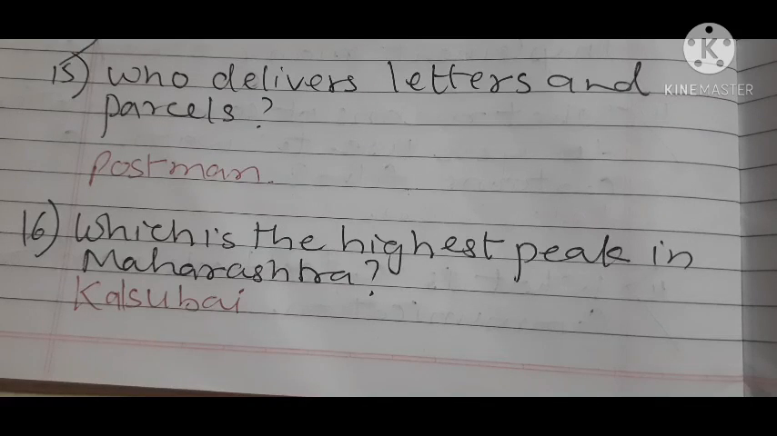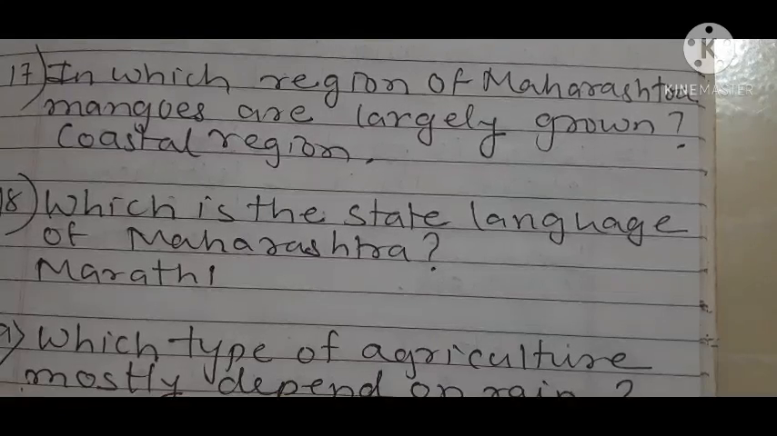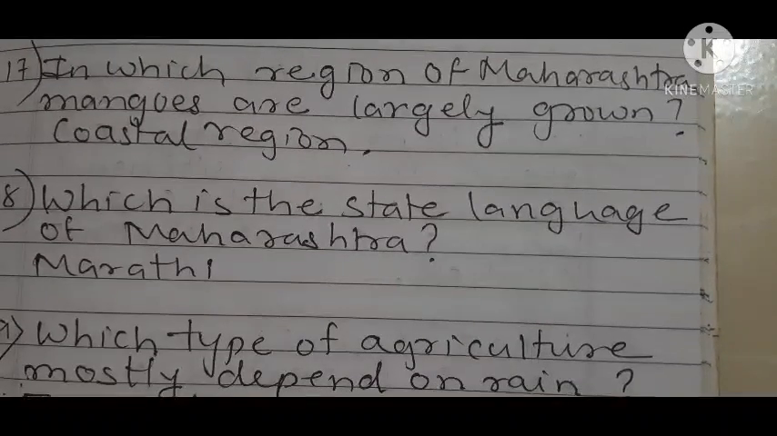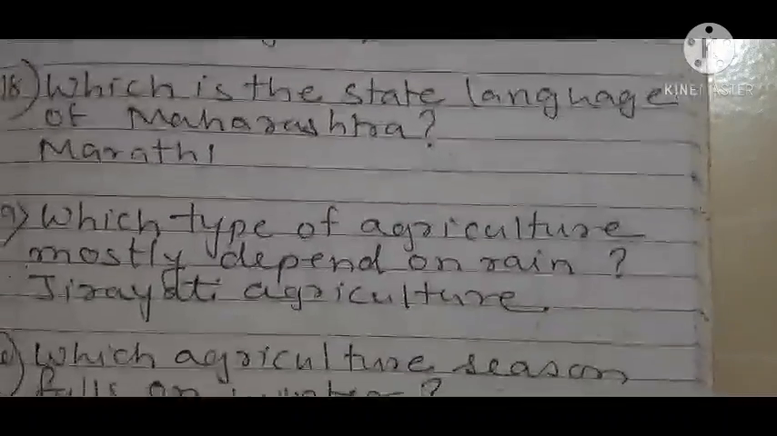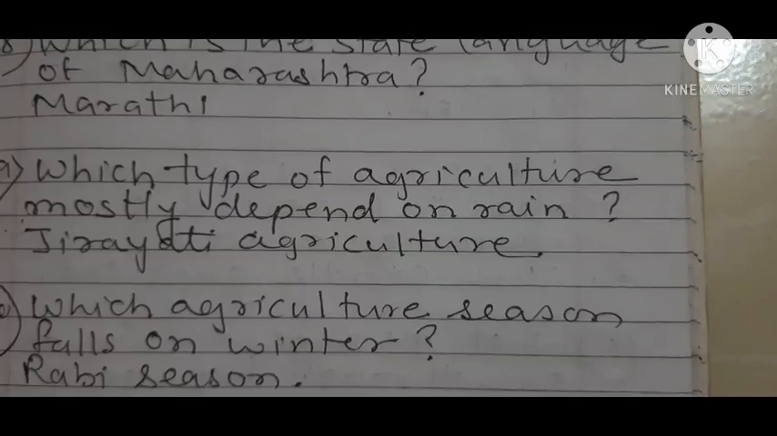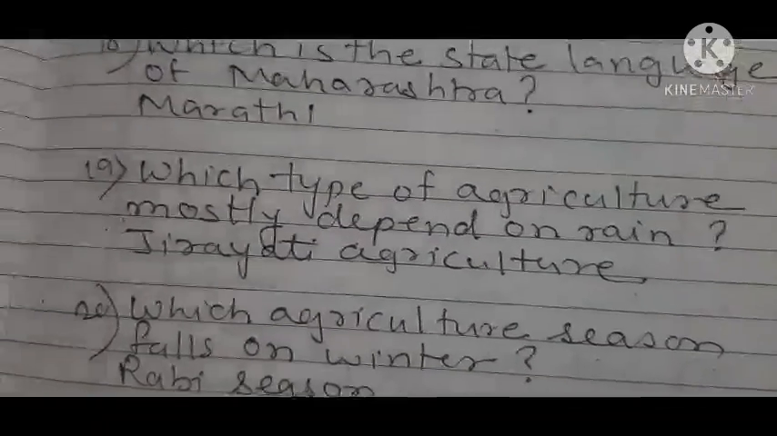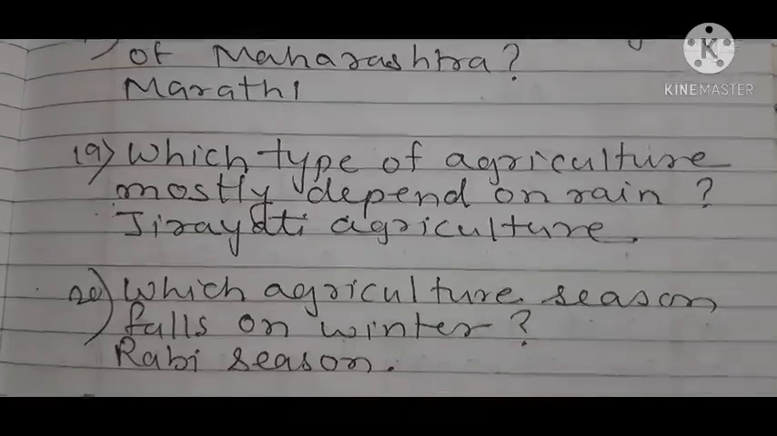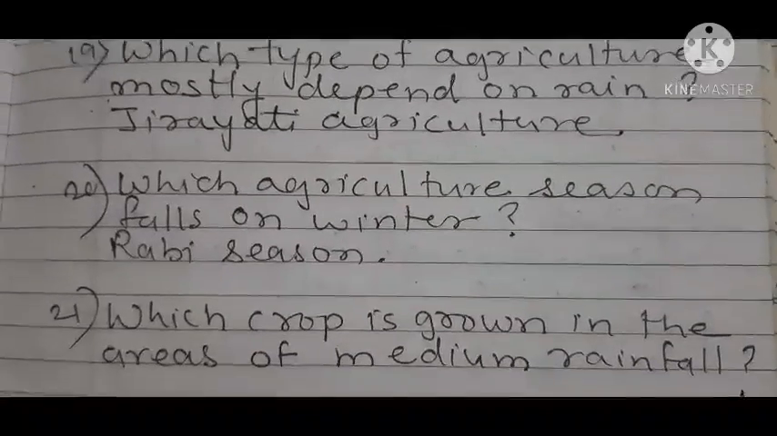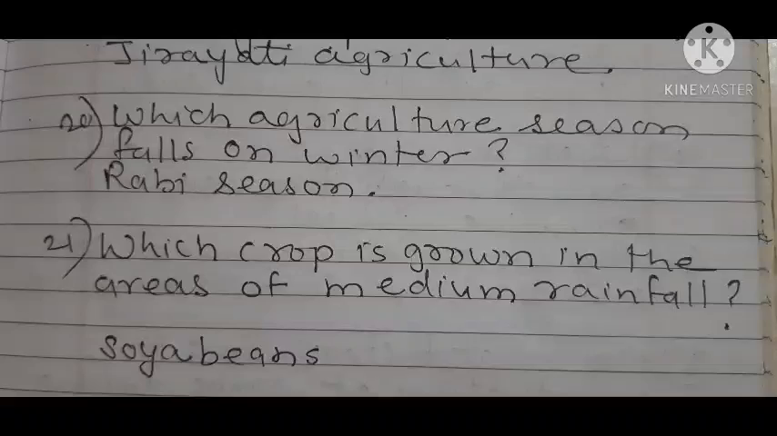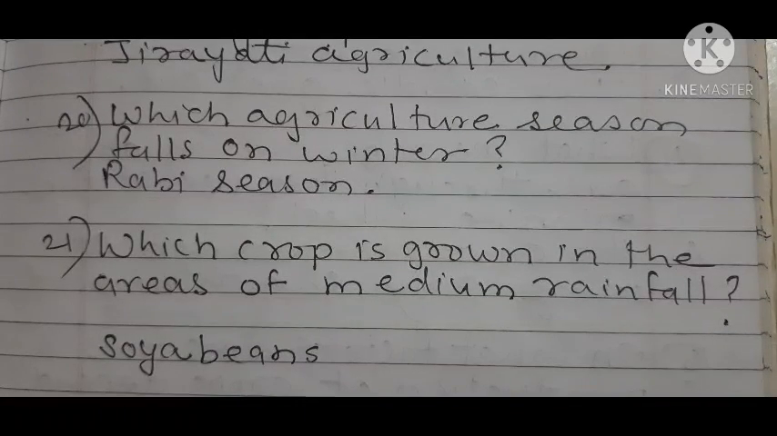Who delivers letter and parcel? Postman. Which is the highest peak in Maharashtra? Kalsubai. In which region of Maharashtra mangoes are largely grown? Coastal region. Which is the state language of Maharashtra? Marathi. Which type of agriculture mostly depend on rain? Jirayati agriculture. Which agriculture season falls on winter? Rabi season.